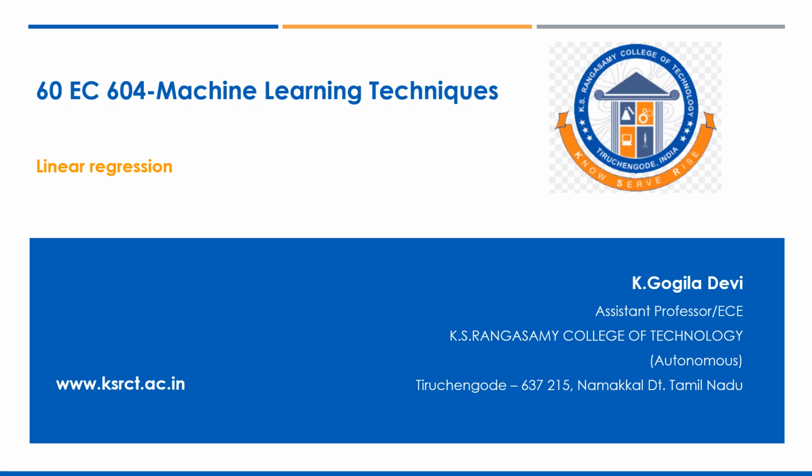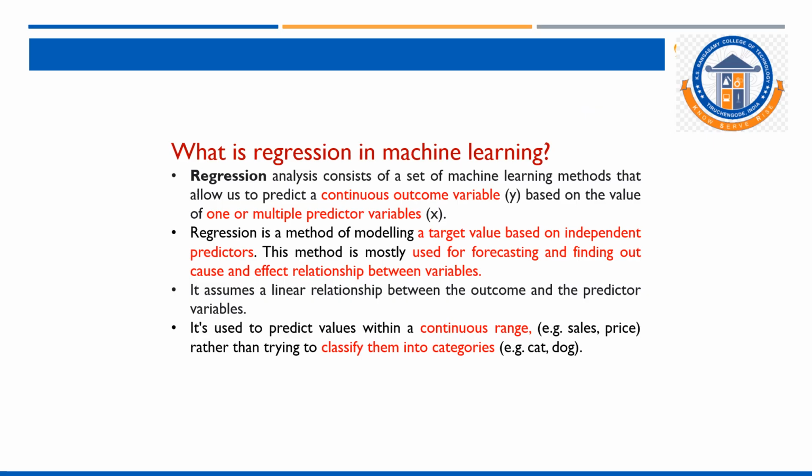In this video, we are going to see about linear regression. Regression is a set of machine learning methods which is used to estimate or predict a continuous outcome variable based on the available predictor variables. The predictor variables may be one or multiple.